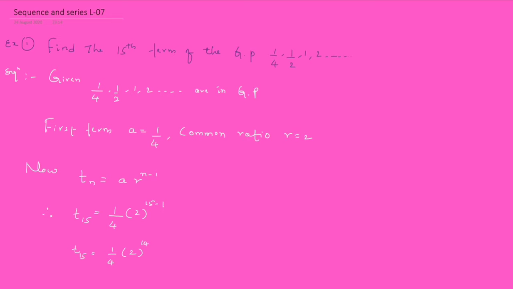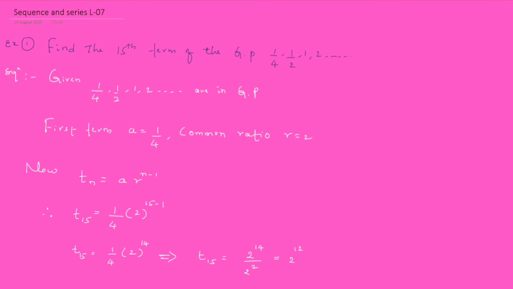Which implies T15 equals, in the base, 1 by 4 is 2 square, right? So in the numerator we have 2 to the power of 14, in the denominator 2 square, right? Here the 2s cancel, and finally we get 2 to the power of 12, right? It is nothing but the required solution. The 15th term is 2 to the power 12, right?